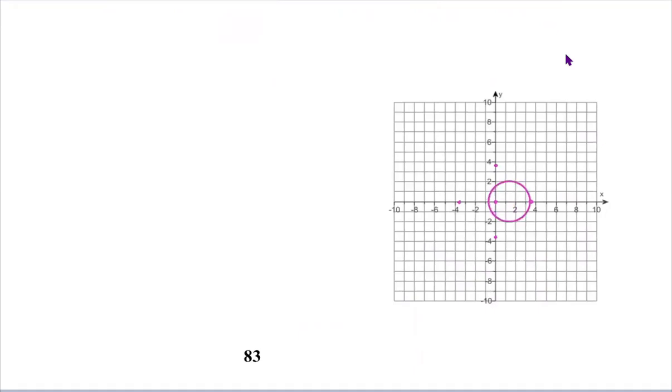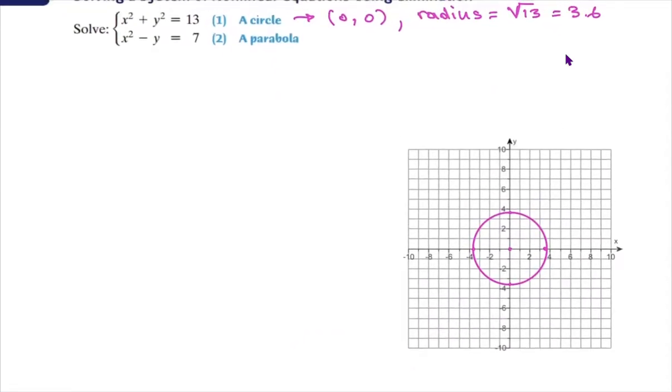So that's the equation. That's the equation x squared plus y squared equals 13. Okay, and we're going to try to graph this one.